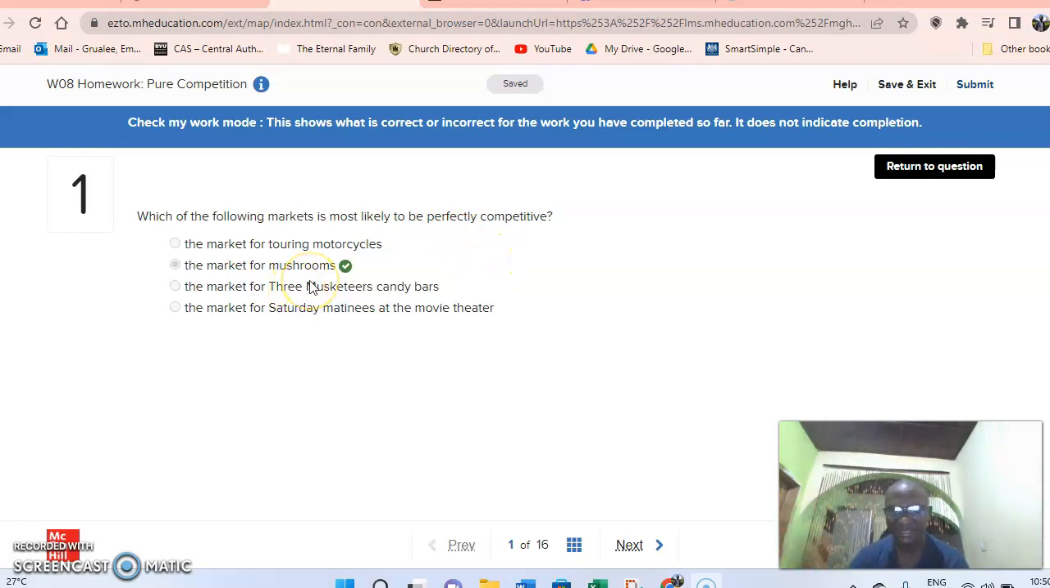For my own idea, this is not given in our coursework. But I know mushroom is kind of a common thing that anybody can afford to sell. So such a market will be perfectly competitive, unlike the other market like touring motorbike, it's expensive. I need to have a certain amount of cash before I venture into that market. That's why I selected that one.